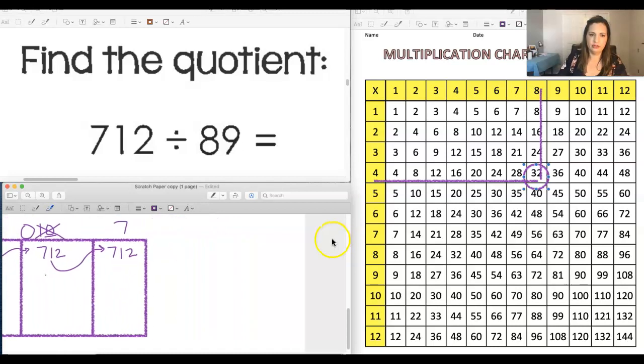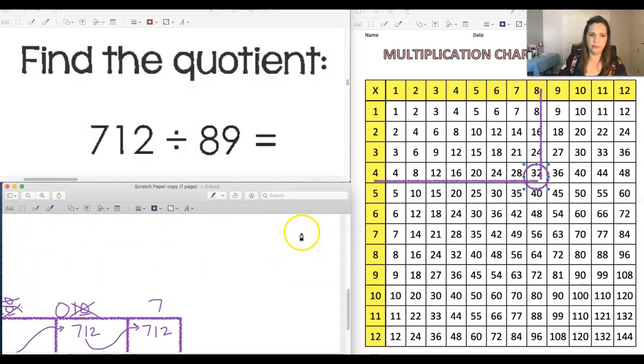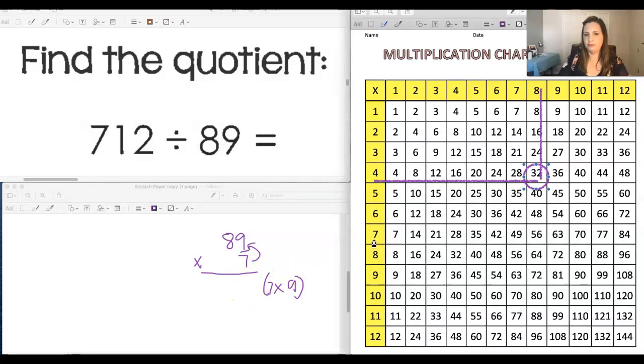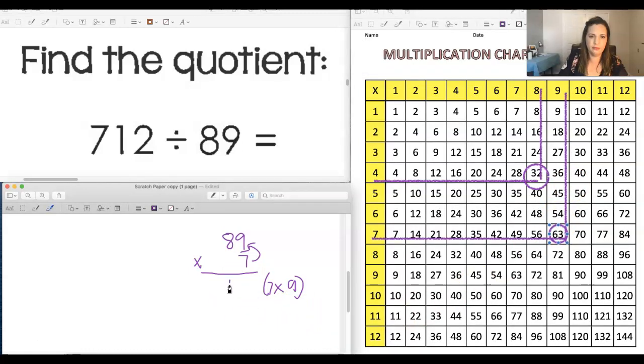So let me go over here to my scratch paper. I'm going to go up here to a clean spot. 89 times 7. I know this first part is going to be 7 times 9. It's the bottom number times the ones place of the top number right here. 7 times 9. If you don't know that, on your multiplication chart, you go to the 7 until you get to the 9. And where they meet, 63 is your answer. So I'm going to write 63 for my answer.